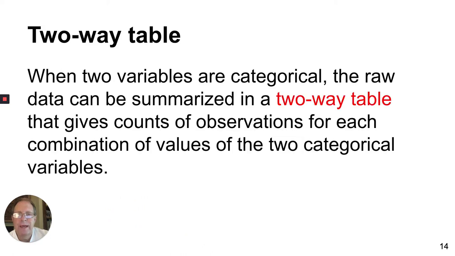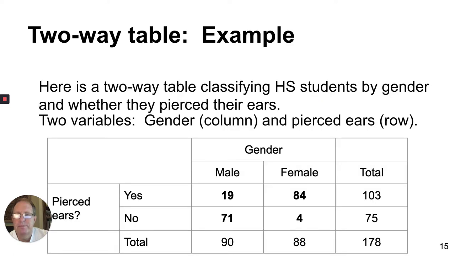When two variables are categorical, the raw data can be summarized in a two-way table that gives counts of observations for each combination of values of the two categorical variables. So let's talk about two-way tables. Here's a two-way table classifying 178 high school students by gender and whether they pierce their ears. So I have two variables, gender and whether they pierce their ears. Gender is represented by the two columns, and pierced ears are represented by two of the rows here. 178 total high school students.